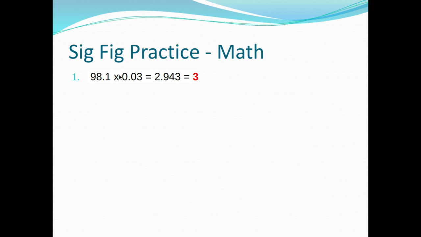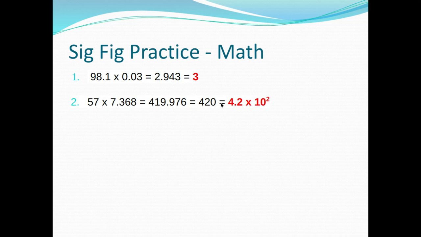Opposite, if I was adding or subtracting, I would have to count decimals, correct? But in this case, I'm multiplying, so I'm going to count sig figs and use the least amount. 98.1 has 3 sig figs. 0.03 has 1 sig fig. That's because my leading zeros here are in a decimal, so they don't count. Only the 3 counts, so I can only have one significant figure. 2.943 is going to round up to 3.